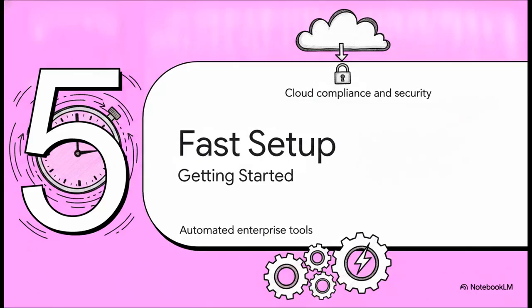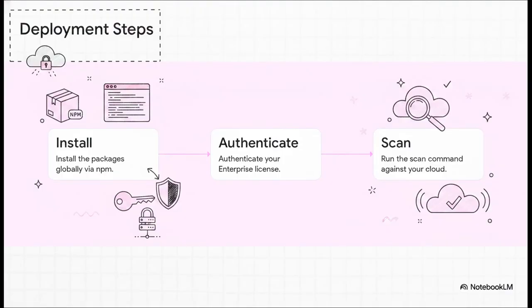So Section 5, getting started fast. You might be wondering, okay, how hard is this going to be to deploy? Well, enterprise security tools usually take weeks to configure, but not here. The onboarding is incredibly frictionless. We're talking 3 effortless steps from getting your license key to running your first full scan. You literally just install the packages globally via NPM, authenticate your enterprise license, and run the scan command against your cloud. That is it. No complicated agents, no cloud-side infrastructure to spin up.